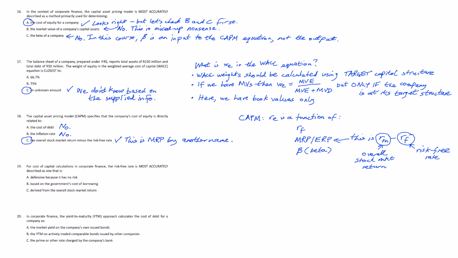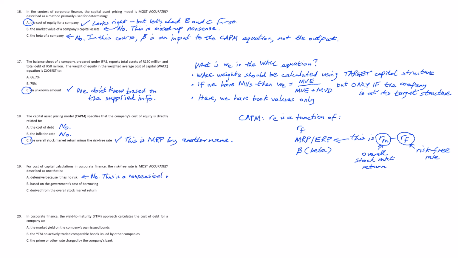For question 19, we are asked here about cost of capital calculations in corporate finance. In that context, what is the risk-free rate? What is it most accurately described as being? Is it A, defensive because it has no risk? Now, that is wrong. That is absolute nonsense.